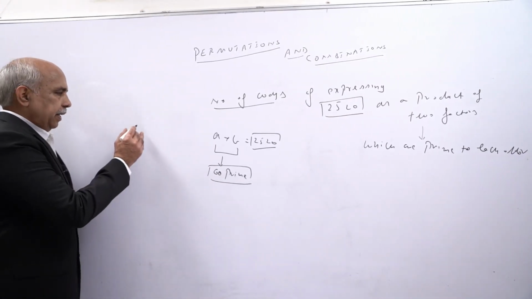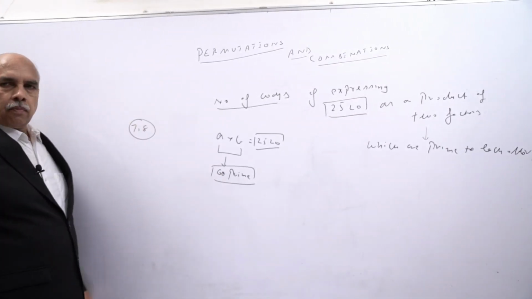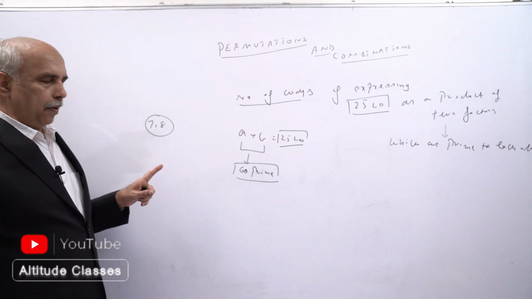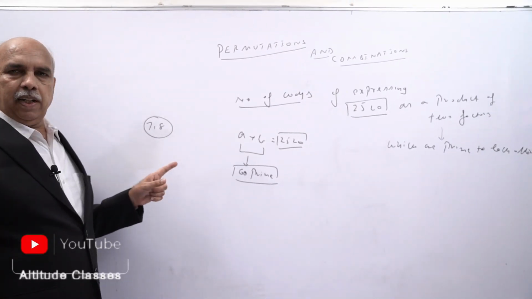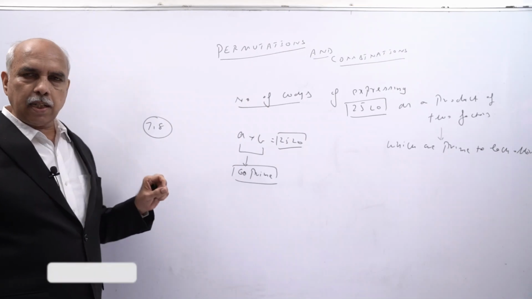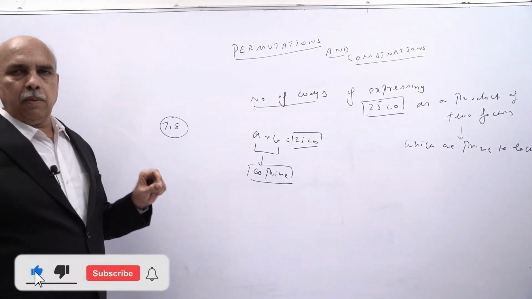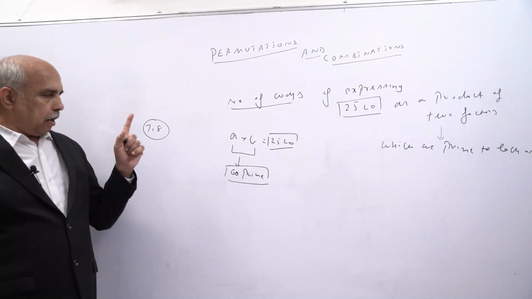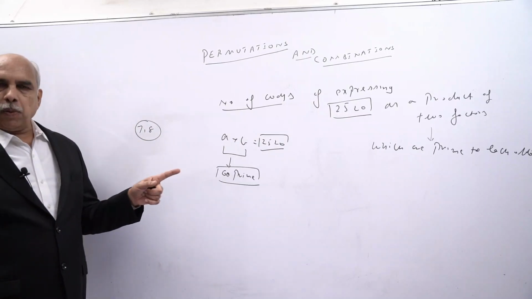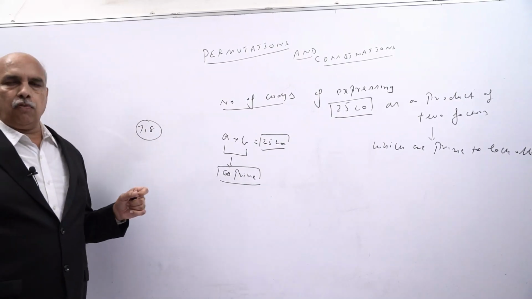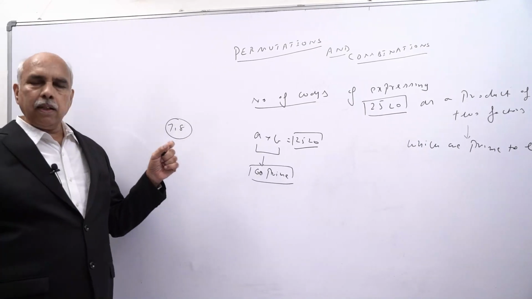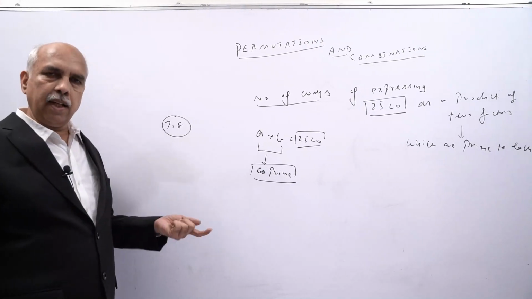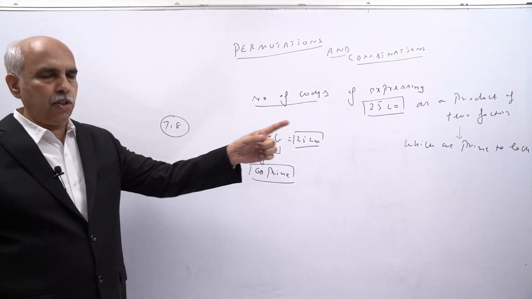Say for example, I take 7 and 8. 7 is a prime number, 8 is not a prime number. But still, if I take the HCF of 7 and 8, I will get it as 1. Therefore, the numbers are co-prime means the highest common factor between them is 1. So that is the way in which we want the question to be solved. The number of ways of expressing 2520 as a product of two factors A and B should have no common factors other than 1. That is what the number of ways which are prime to each other means.